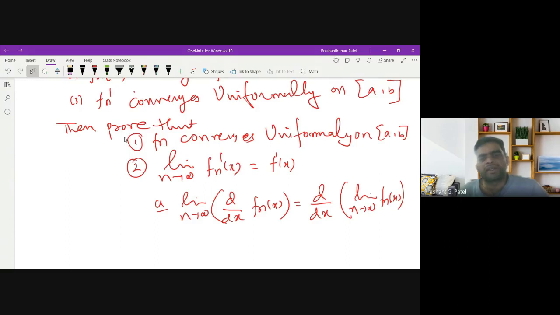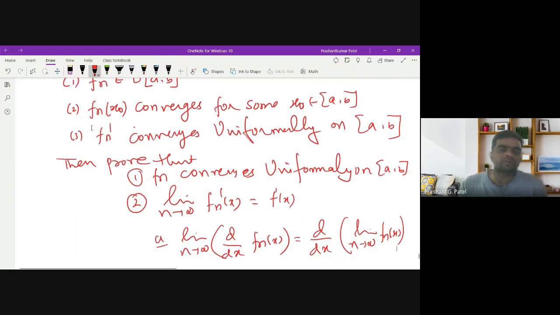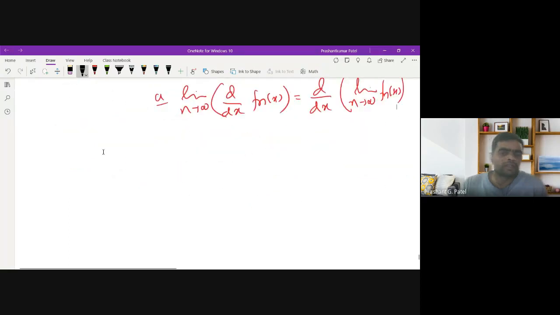Ultimately, this tells you that the limit and the derivative sign can be interchanged if the sequence of functions satisfies these three conditions. That means each fn is differentiable, for some point fn should be convergent, and the derivative of that sequence is uniformly convergent. Let us try to prove this statement. The proof is lengthy, so please be with me till I complete the proof.